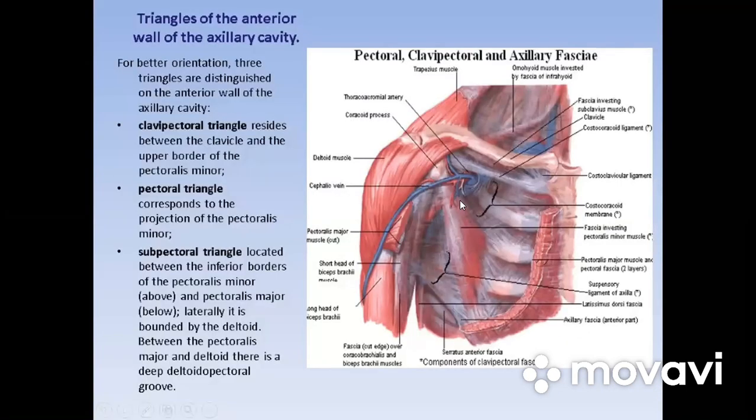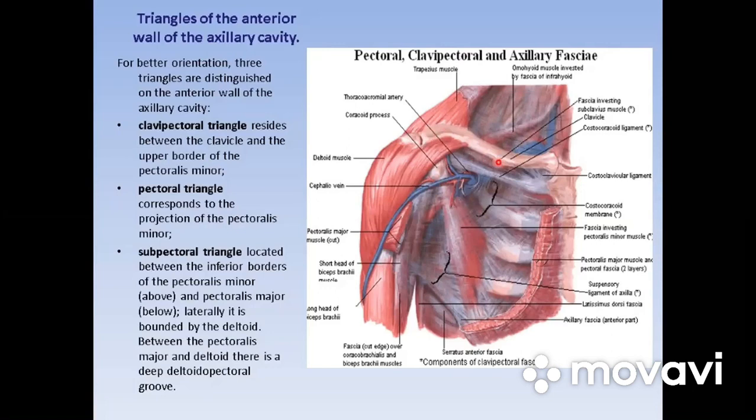The axillary fossa has four walls. The anterior wall consists of two muscles, the greater pectoral muscle and the lesser pectoral muscle. There we have three triangles.